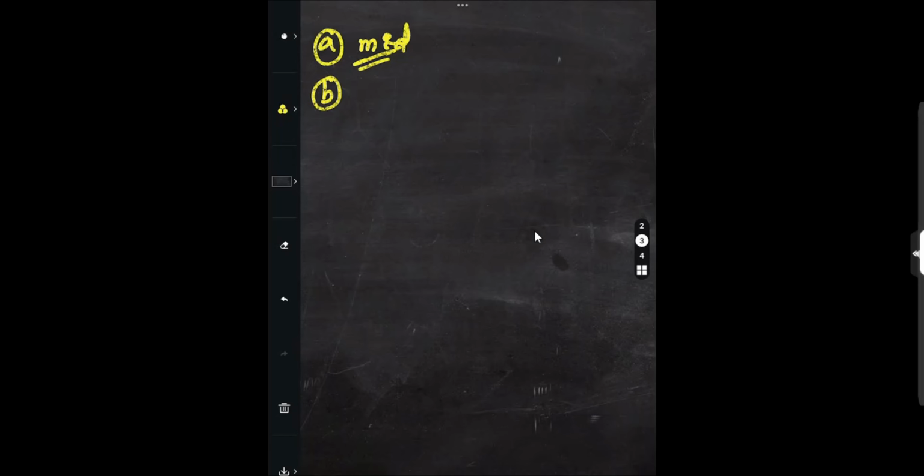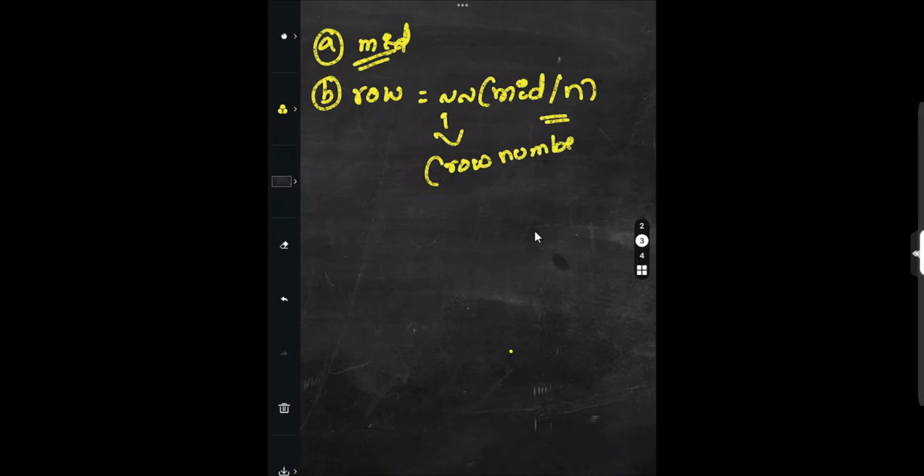How can we map it? We are considering the 1D index through the flattened matrix concept. Then we have to map the 1D index mid back to the 2D indices. We can make use of row equals Math.floor(mid / n), or we can make use of the double tilde operator. This is the row number. This is just for reference and for understanding purposes.